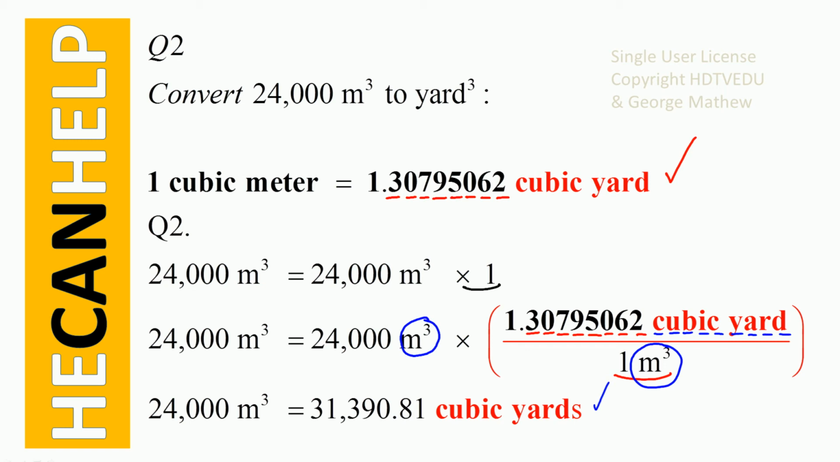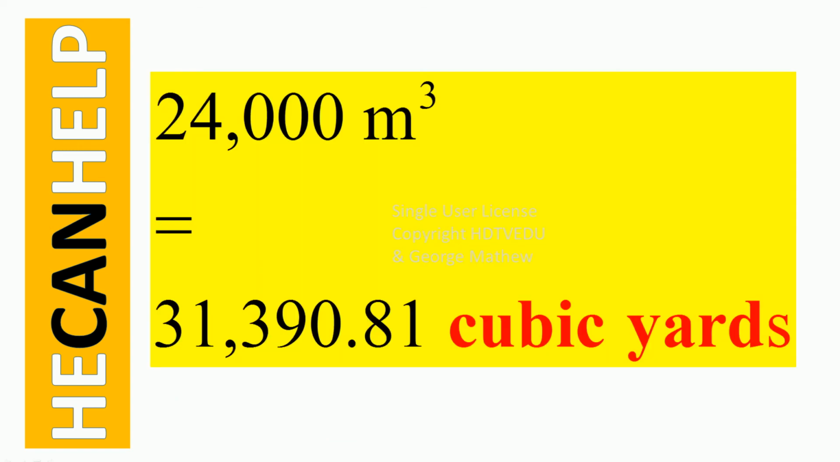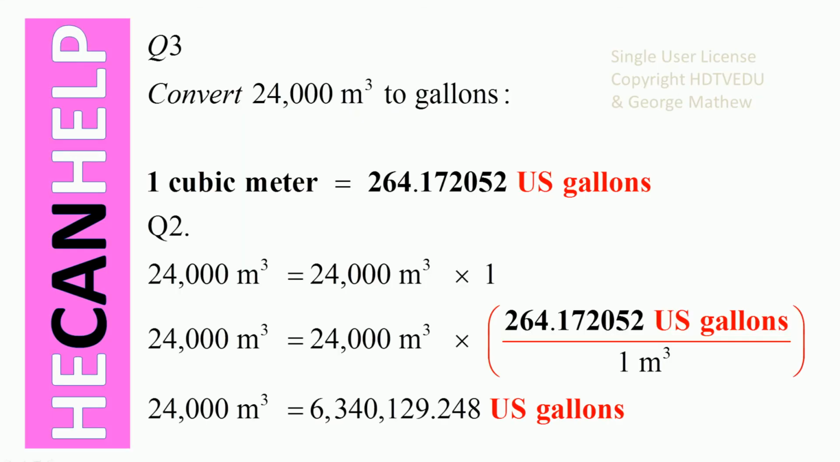So what is it? 24,000 times 1.3079562, and that is 31,390.81 cubic yards. 24,000 meter cube is equal to 31,390.81 cubic yards. And question number 3, how do we convert 24,000 meter cube to gallons?